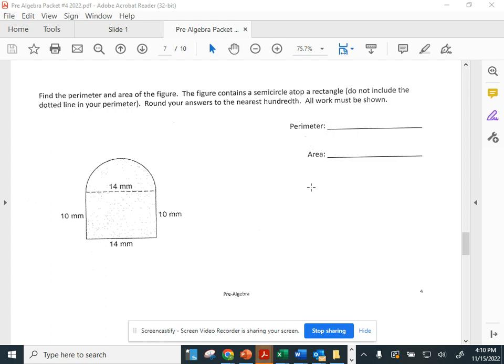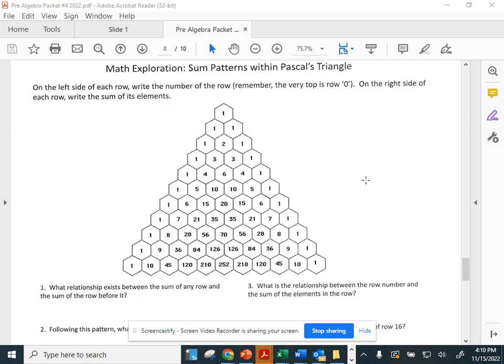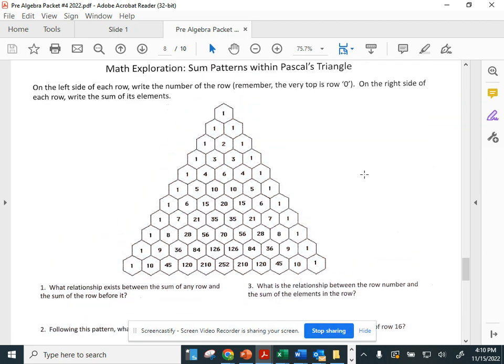Okay, next page is going to be more work with Pascal's triangle. All right, so let's look at the directions. On the left side of each row, you're going to write the number of the row. Remember, the very top row is labeled 0. So our next row would be 1, then row 2, row 3, row 4, row 5, 6, 7, 8, 9, and 10. So you have to label your rows on the left.